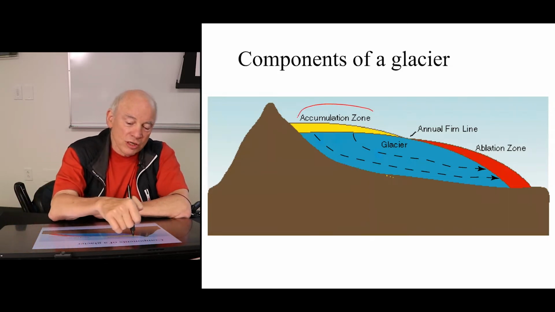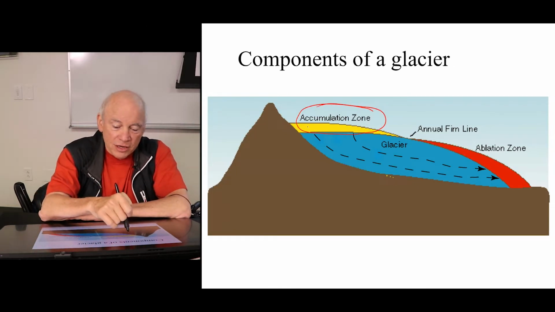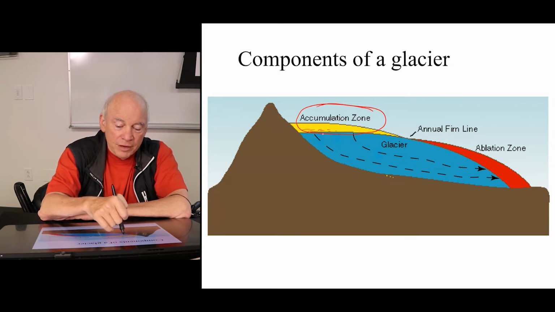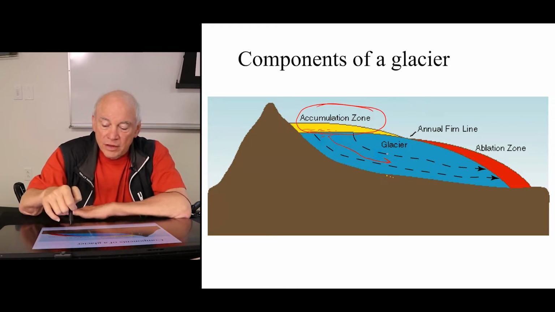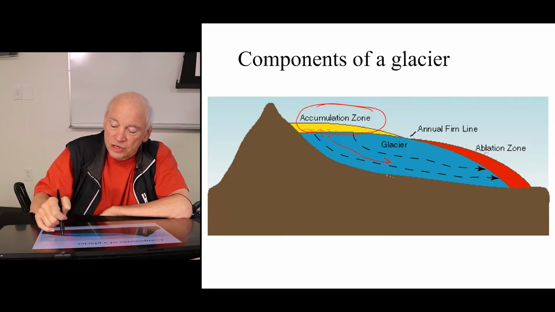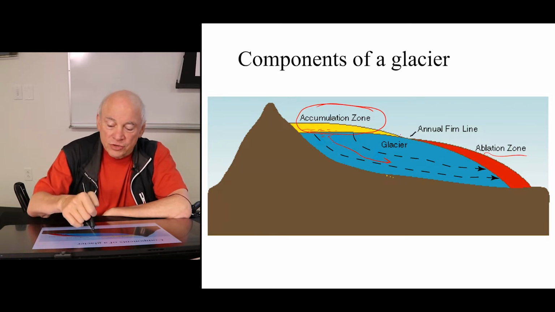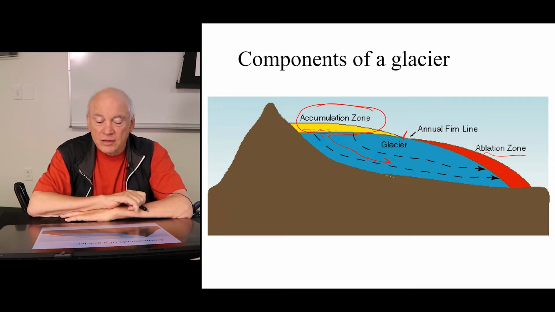Up where it's cold is the accumulation zone. The snow just builds up there. And as the snow piles on, it compresses the snow at the bottom, and that becomes ice, and that becomes part of the glacier that's moving down the hill. And then way down at the bottom is a place where the ice melts. This is the ablation zone, and we'll see several examples of that. And in between is sort of the place where uphill the ice is accumulating, and downhill it's moving.